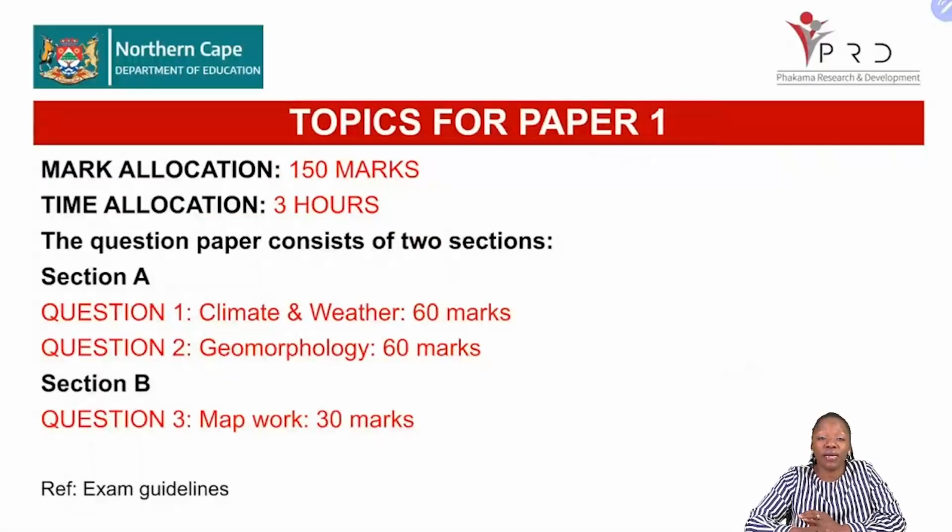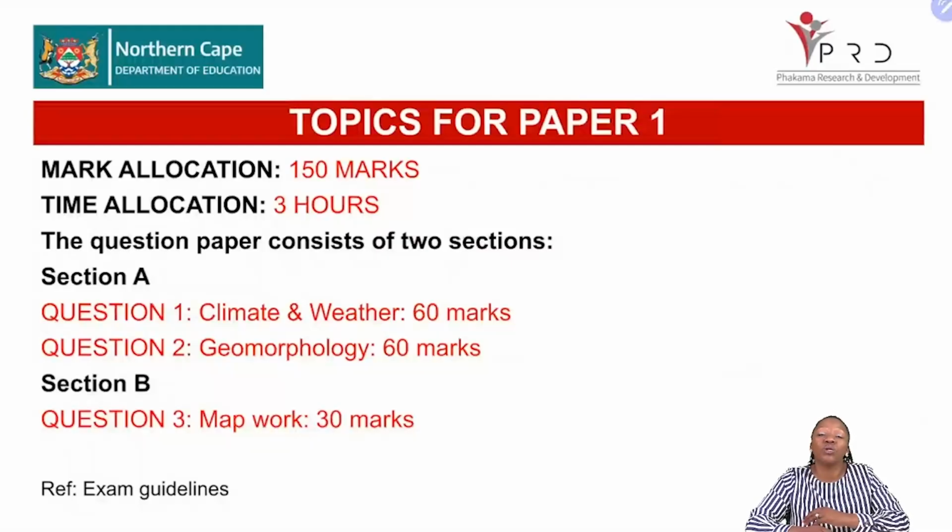So to further break down our paper 1, your mark allocation in your question paper is 150, and the time allocated, or your duration, is 3 hours. And your question paper consists of 2 sections, which is your section A as well as your section B. Under your section A, you will get 2 questions, your question 1 and your question 2. And under your section B, it's only 1 question, which is your question 3.